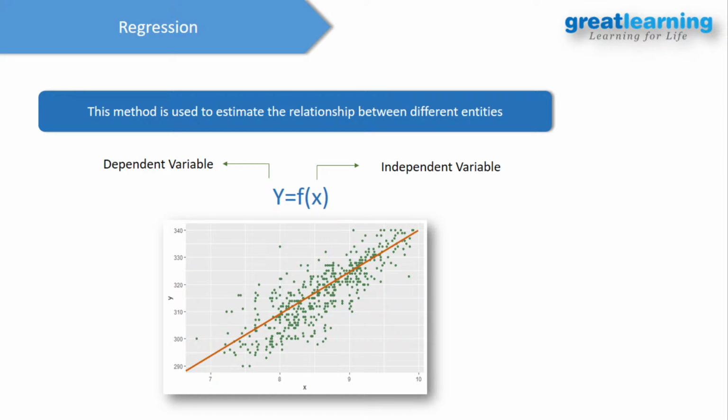Next, we have something called regression, which helps us to estimate the relationship between different entities. I'll just give you an example of linear regression. Again, in linear regression, we'll have a dependent variable and an independent variable. Let's say we map the independent variable on the x-axis and the dependent variable on the y-axis, where the x variable denotes the CGPA of a student and the y variable denotes the GRE score of a student, and we are trying to understand if there's a relationship between the CGPA of the student and the GRE score of the student.